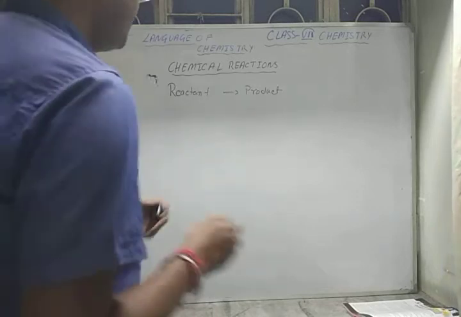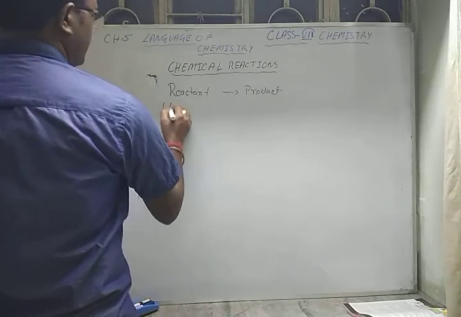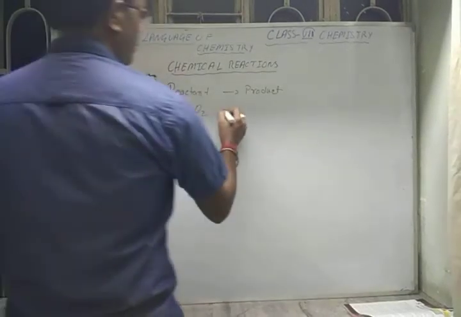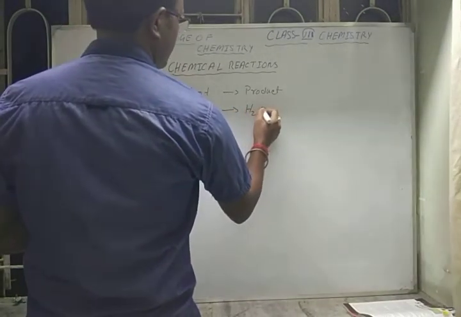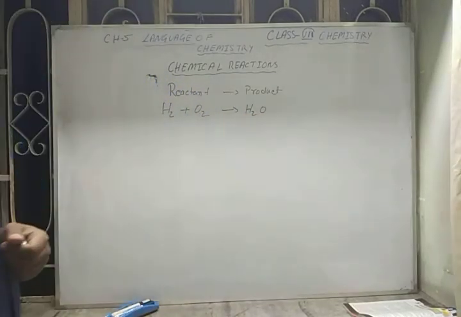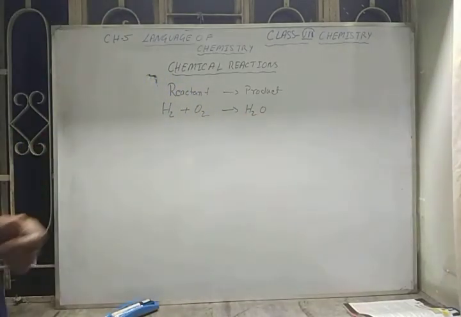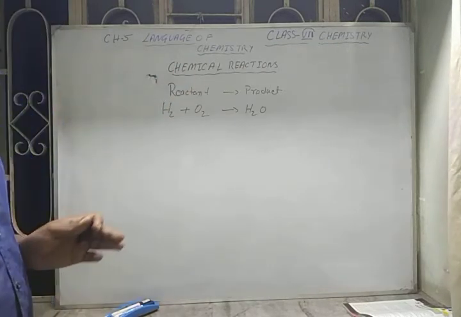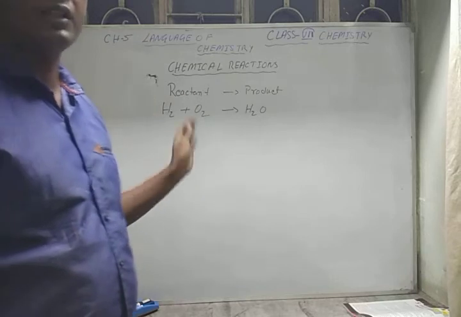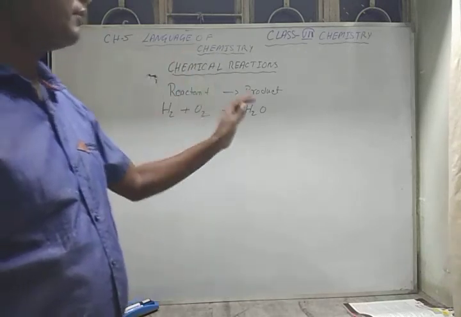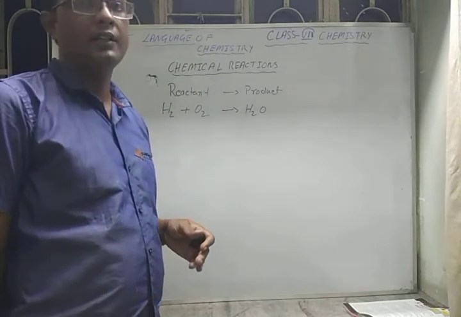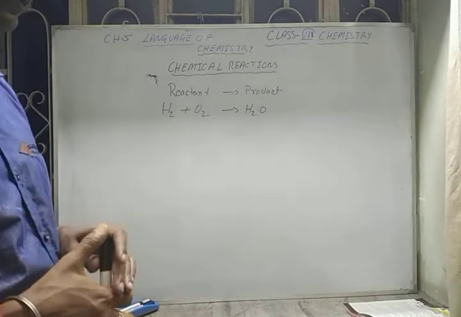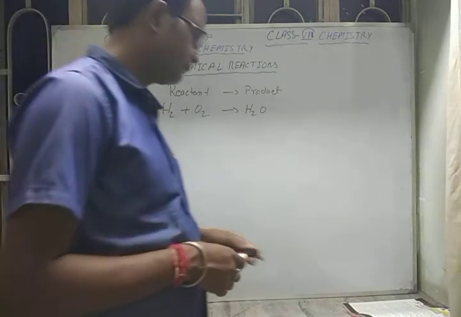Okay. A simple example: if you take hydrogen plus oxygen, they react together to form water. So this is a chemical reaction which is represented by a chemical equation. The left hand side of the chemical reaction is called the reactant, the substance which undergoes a reaction, and after the reaction the new substance that we get is called the product.